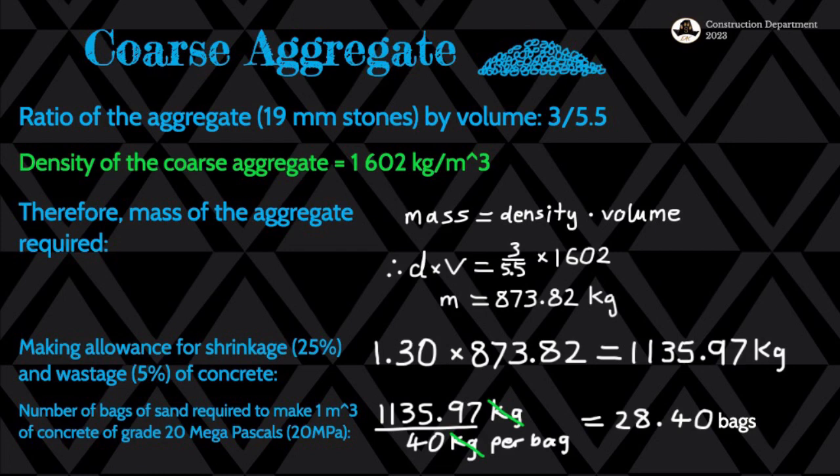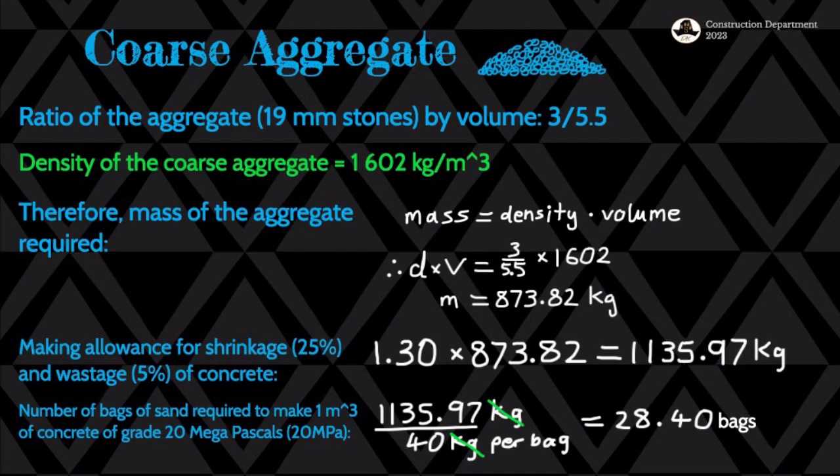But yeah, that's basically the density of the coarse aggregate that we're going to be dealing with. And then therefore the mass of the aggregate required will be equal to, so the mass is equal to the density times the volume, as we have seen. We do the same calculation, the 3/5.5 by the density, and then we get the mass. As you can see, 873.82 kilograms.